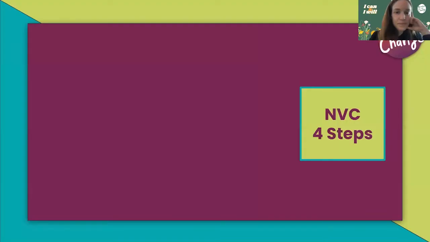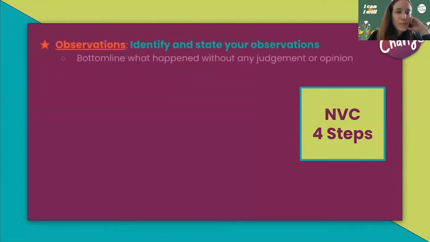So when we are talking about observations, this is the first stage of nonviolent communication. And this is when you identify or state what you observed. So you can bottom line what happened without any judgment or opinion. And this is super, super crucial that we remove the judgment or your opinion or any generalizations about what happened.